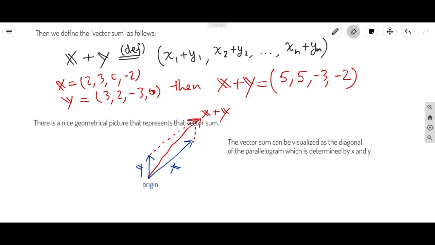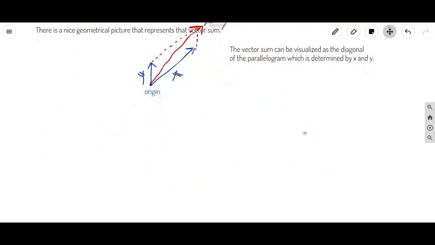Now, the next operation that I wanted to mention, operation number 3, is called norm. So if x, let's suppose x is in Rn, then we use a notation. And for this notation, there are two different ways to do it.